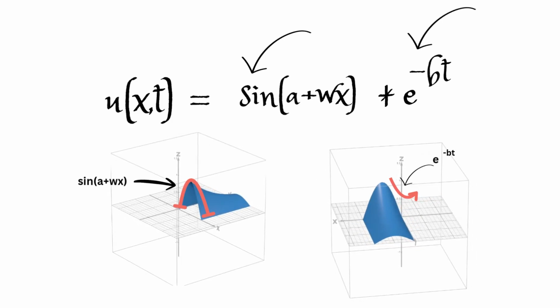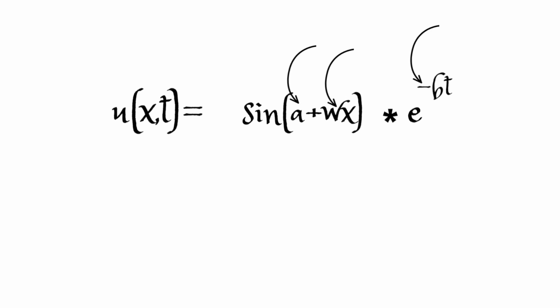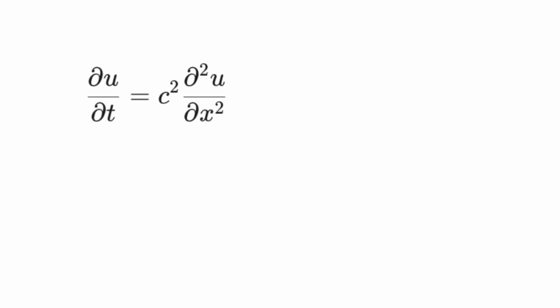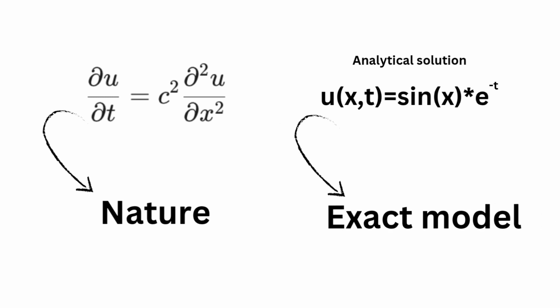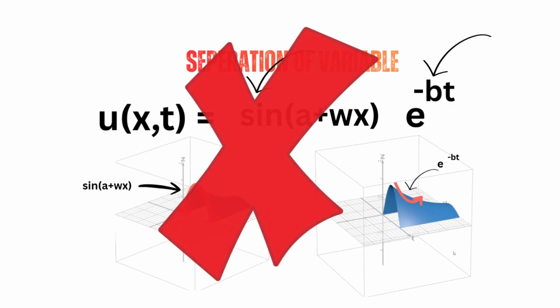But there are still constants we need to determine, and these depend on the conditions of the problem: the length of the rod, the temperature at the ends, the frequency of the initial sine wave, and so on. These are called the initial conditions and the boundary conditions, which are a bunch of stuff that we already know about the physical problem. So now the partial differential equation describes the nature of the phenomenon itself, while the analytical solution gives us the exact mathematical model for a specific physical setup. For simple systems like this rod, we can solve it beautifully, as you saw. But because most systems are not simple rods, this is exactly where this approach fails.